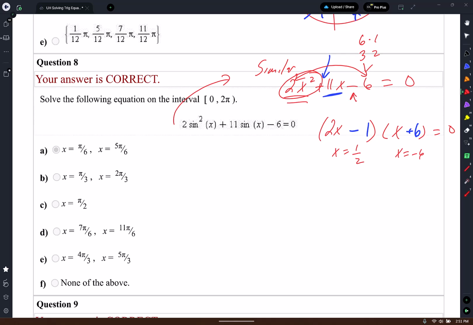This wasn't x, though. This was sine x. So here it is. Wherever there's an x, write sine. 2 sine x minus 1, sorry, and then sine x plus 6 equals 0. This one will never happen. Sine x will never equal -6. So you don't have to worry about that one. But this one will. Sine x will equal a half.